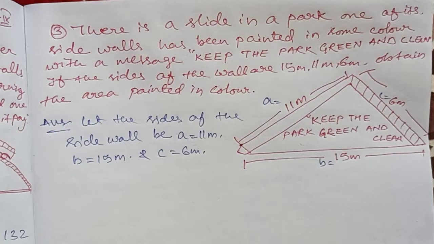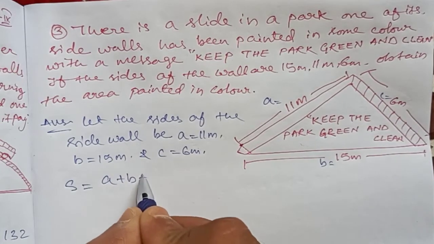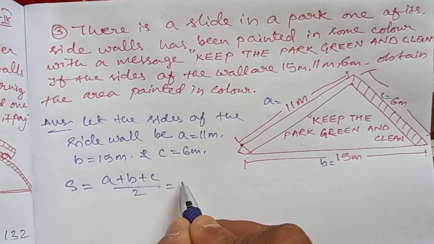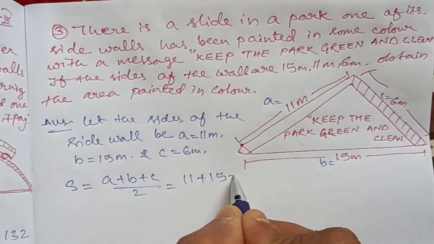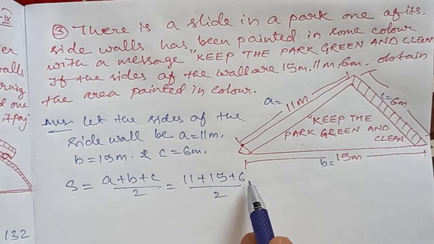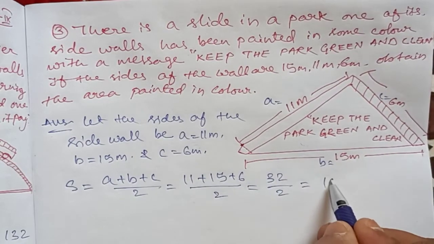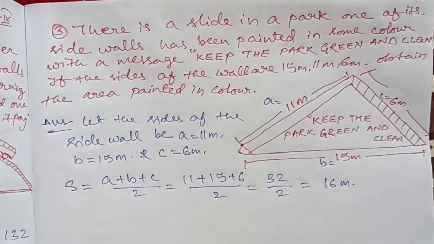First of all we will calculate S to use Heron's formula. S equals A plus B plus C by 2. A is 11, B is 15, C is 6, divided by 2. 11 plus 15 is 26, 26 plus 6 is 32, divided by 2, 32 by 2 is 16 meter. Okay, so S we got 16.